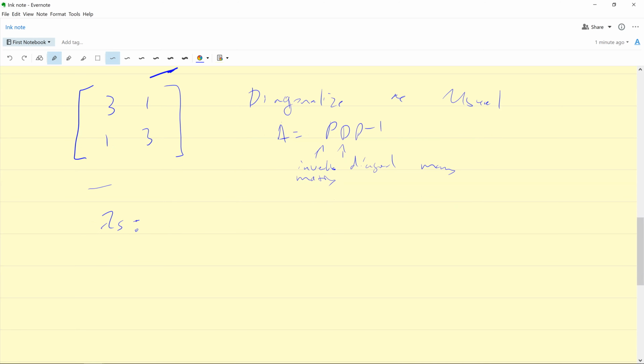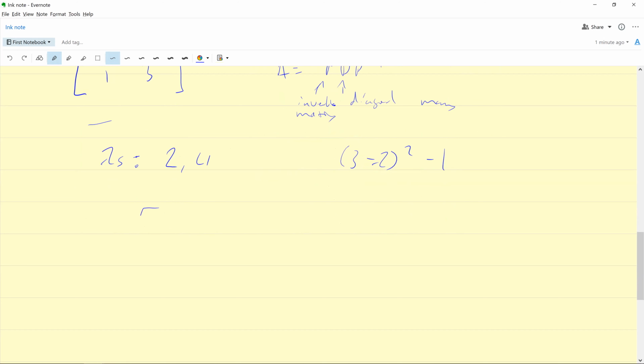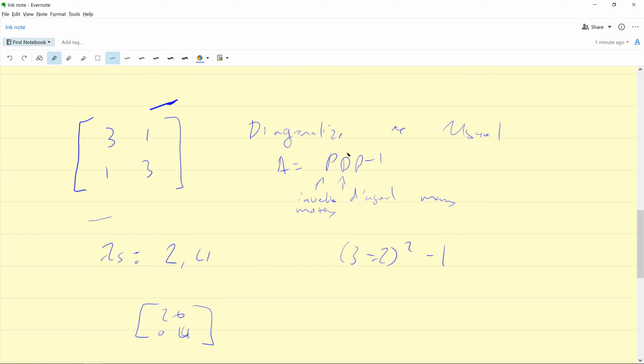Negative 2 and 4. I think the characteristic polynomial is (3 minus lambda) squared minus 1, and then if you expand it, it'll have these roots. So then we have the eigenvalues. What do we do to get the P, the diagonal matrix? Or first we need this P to be orthogonal, right? So what's the difference between just diagonalizing and orthogonally diagonalizing?